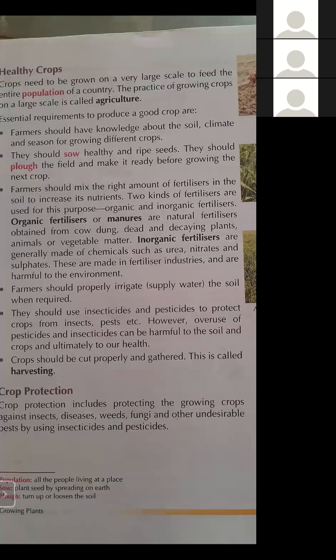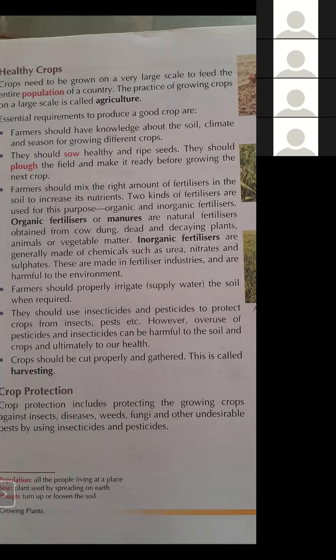We put it into big pits, and after some time, cow dung, vegetable waste, and dead and decaying plants will convert into a black substance. That black substance is known as manure or organic fertilizers. So farmers use that manure in their fields.